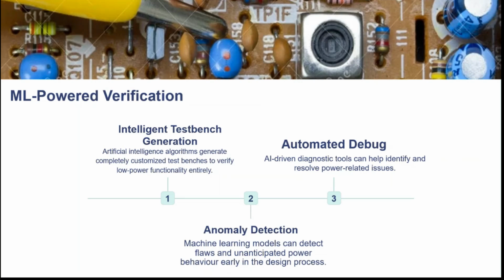The second one is automated defect detection. Here, AI-driven diagnostic tools enhance efficiency by utilizing machine learning algorithms like supervised and unsupervised machine learning to identify power-related problems, reduce outages and optimize energy consumption in real time. The third one is anomaly detection. Here, power system defects can be identified early in the design process by machine learning tools, which enables proactive modifications, thereby resulting in more reliable and efficient power systems.